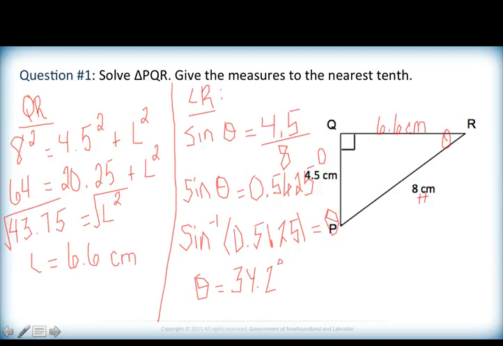Now we're going to have to find angle P. When we are given or have found two angle measures, we just subtract them from 180. So 180 subtract 90, subtract 34.2. That equals 55.8.